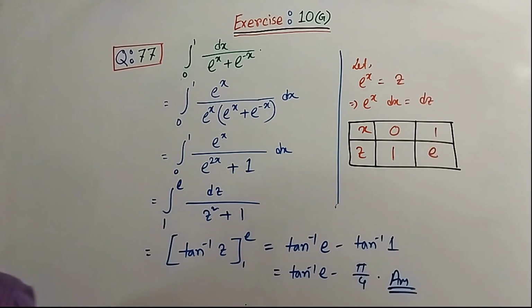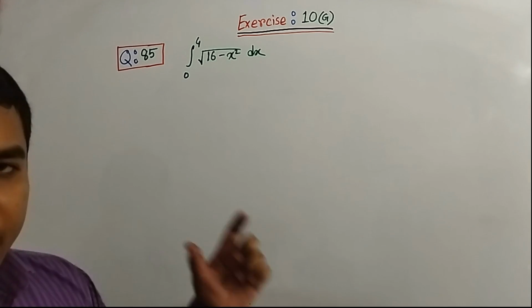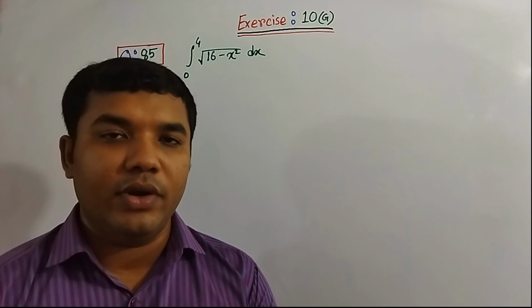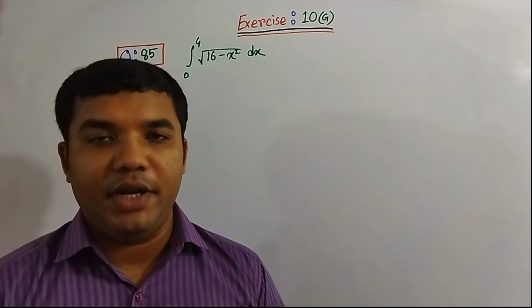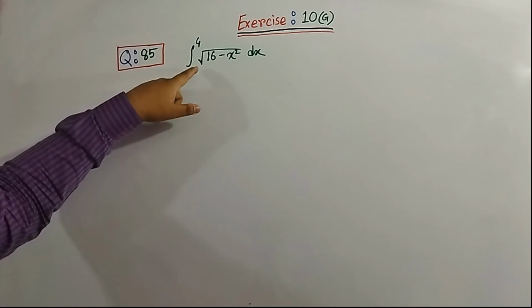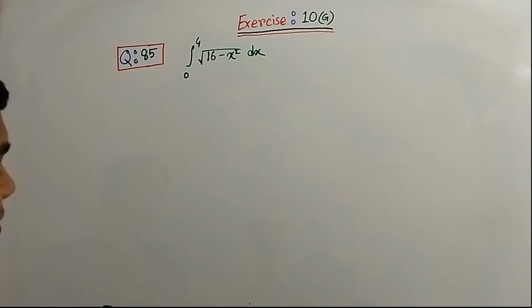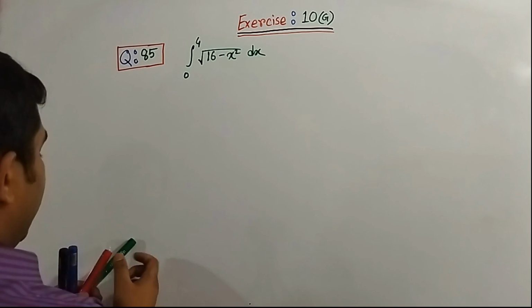So let's have a look at our last question for this lecture. My dear students, that is our last question for today's lecture, and this math is very important for your upcoming exam and any competitive exam also. Here is question number 85: integral from 0 to 4 of root over 16 minus x square dx. How can we solve this type of problem? To solve this type of problem, we have to make it a shape like this way.